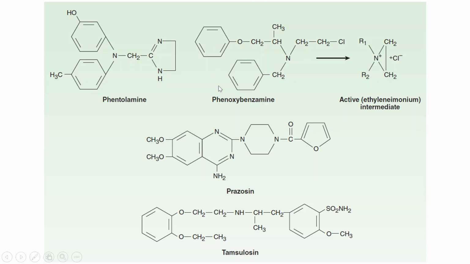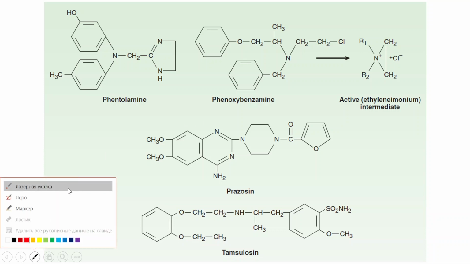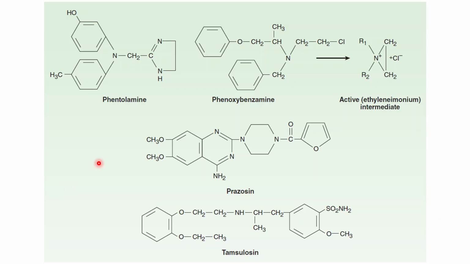Phenoxybenzamine is an agent related to the nitrogen mustards, and it forms a reactive ethylene ammonium intermediate that covalently binds to the alpha receptors, resulting in irreversible blockade.